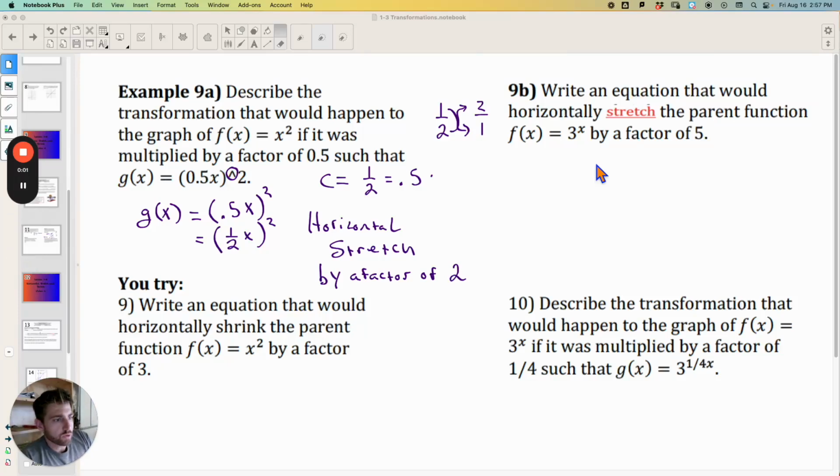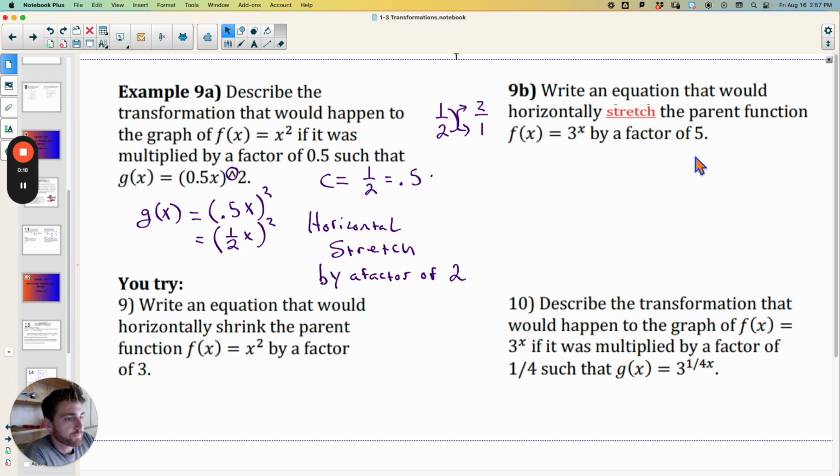All right, so one little correction in your notes, and ironically, my correction here is this word right here. It should say stretch. It's not going to make sense if it says shrink in your notes, so make sure that you cross that out and change that. But this should say stretch.